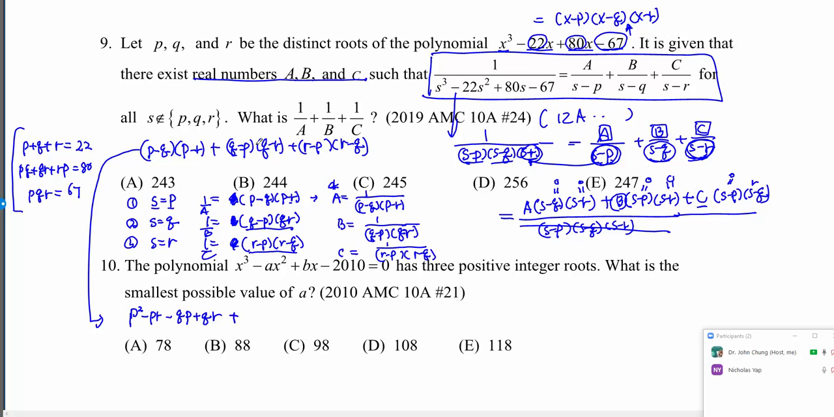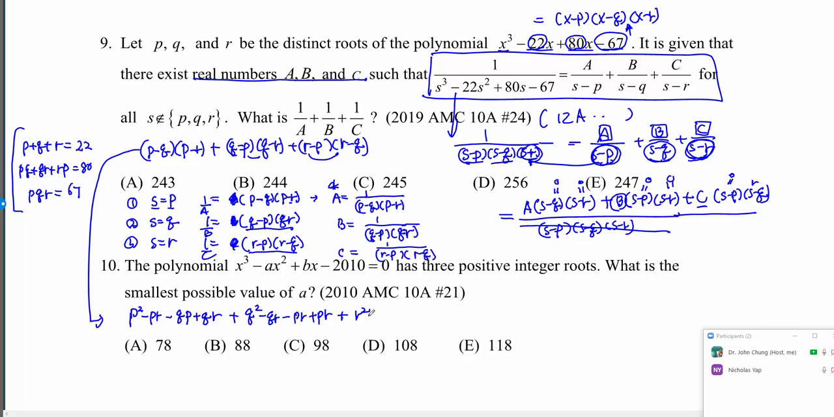Second one is Q times Q is what? Q square, and the Q times R is what? Negative QR. The next one, negative P times Q is negative PR plus PR, right? Yep. The next one, R times R is R square.